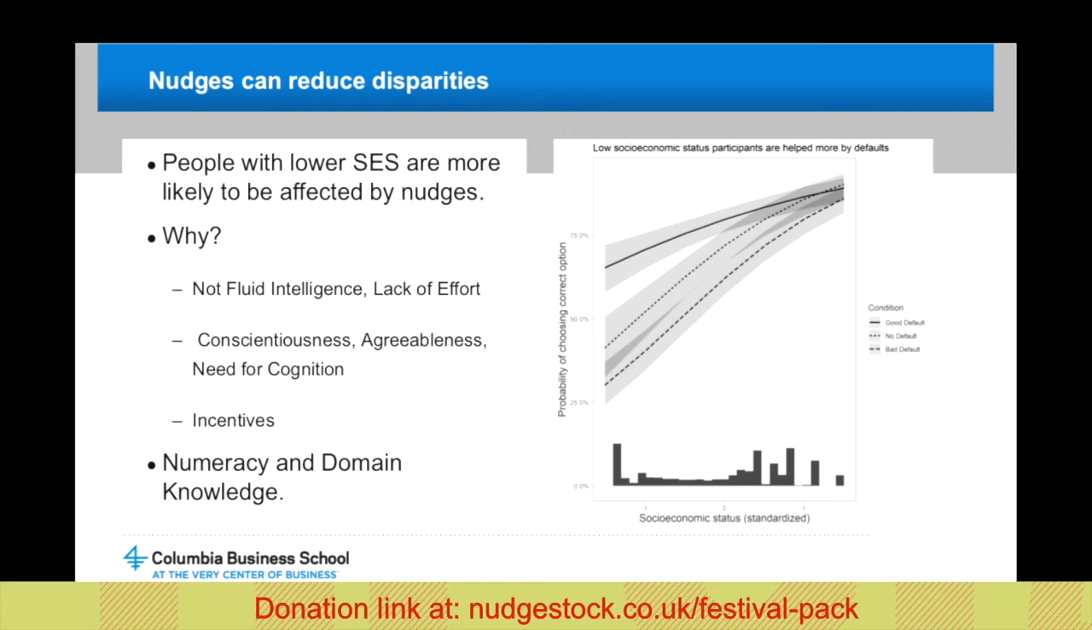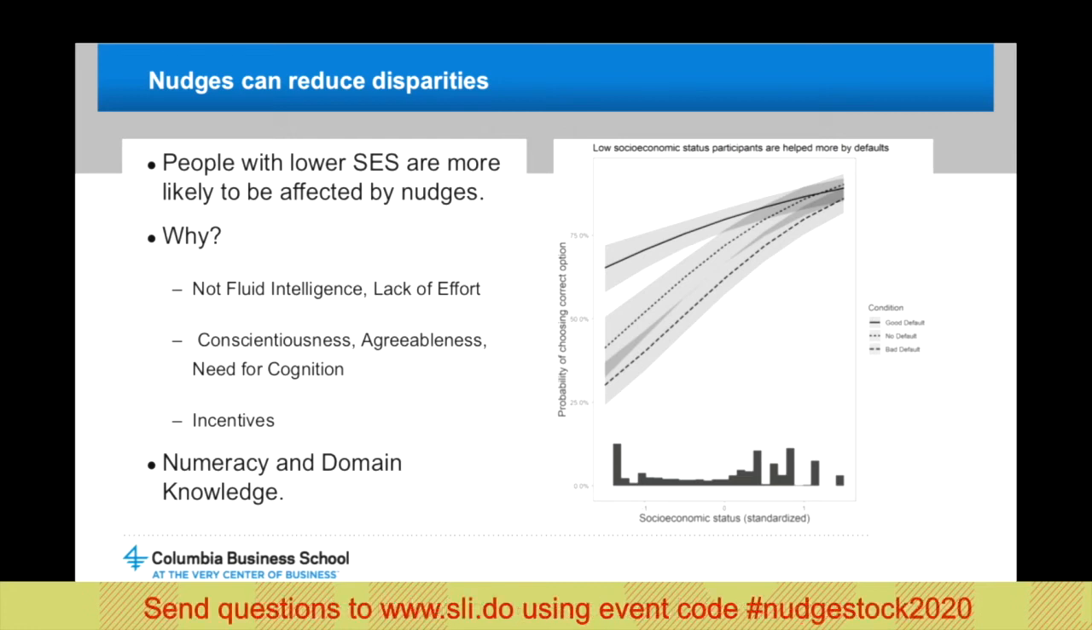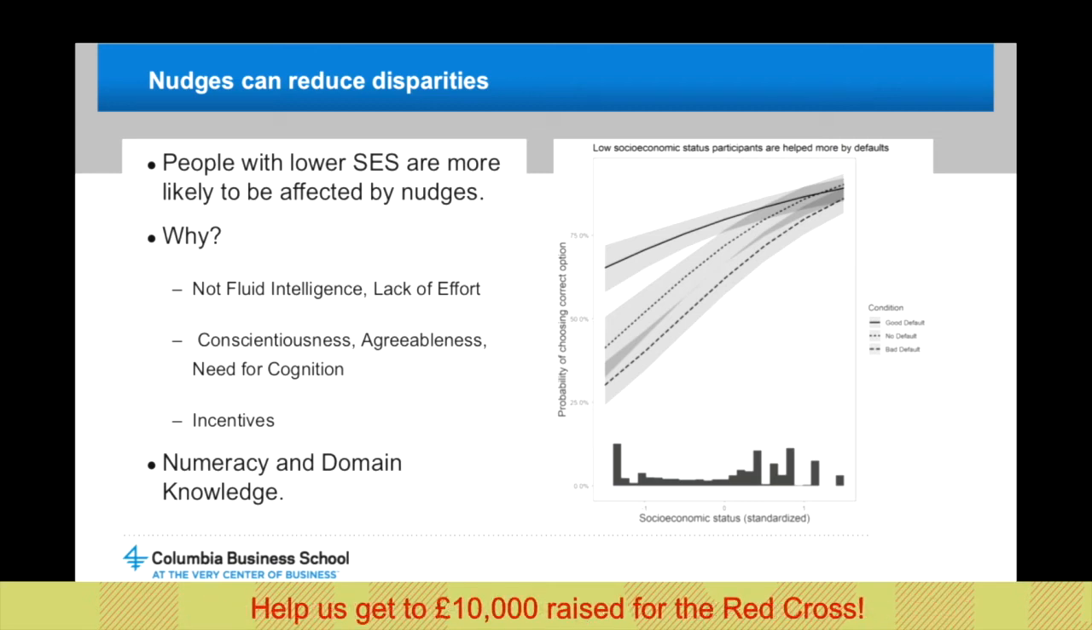We looked at personality: conscientiousness, agreeableness, a scale called need for cognition. All those things had no effect on default taking. We even used incentives. We paid people to get the right answer. That did not have an effect on whether or not they paid attention to the default. The answer is, not surprisingly, two things that we know a lot about. One is numeracy, and that essentially is how well and comfortable you are with thinking about numbers. And the other is domain knowledge. So for financial decisions, this would be financial literacy. For health, it's health literacy.